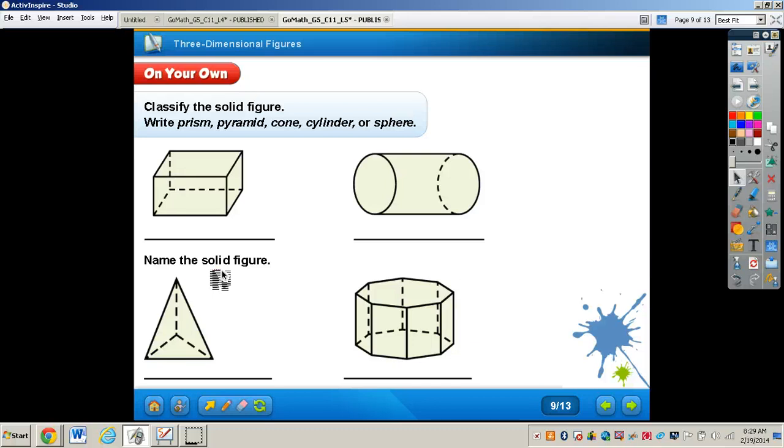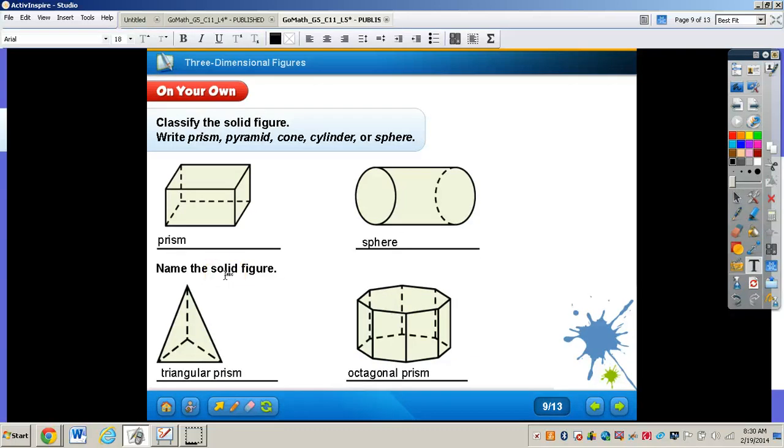Okay, so we can see first of all that the first figure would be a prism. We know it's a prism because a prism is a polyhedron that has two congruent polygons as bases. We can see that the next shape is a cylinder. Remember, a cylinder has two congruent circular bases and then one curved surface. Going on down to name the solid figure, a triangular prism, the base is a triangle, and then an octagonal prism, the base here is an octagon.